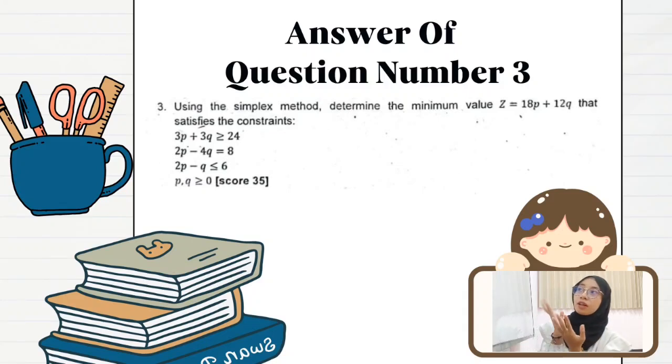So this is question number 3. Using the simplex method, determine the minimum value of z equal to 18p plus 12q that satisfies the constraints 3p plus 3q more than or equal to 24, 2p minus 4q equal to 8, 2p minus q less than or equal to 6, also p and q non-negative.